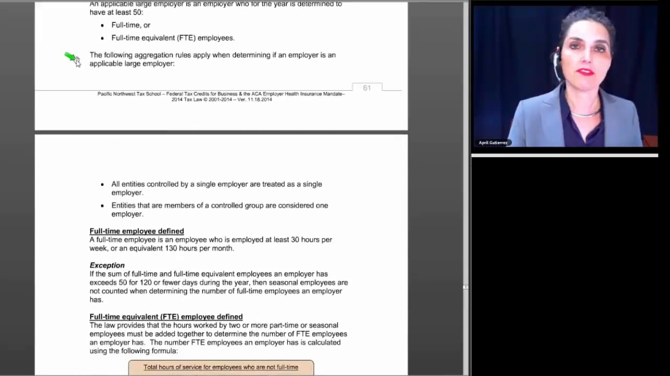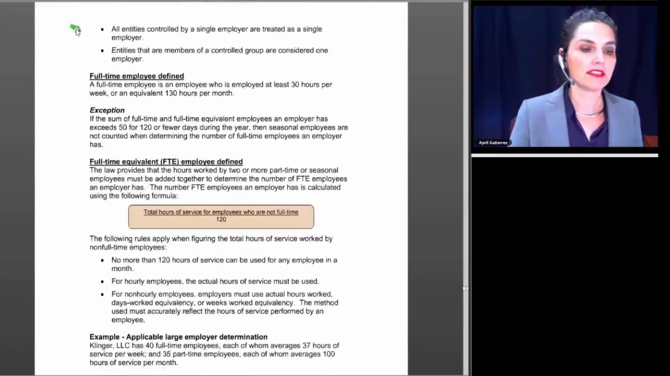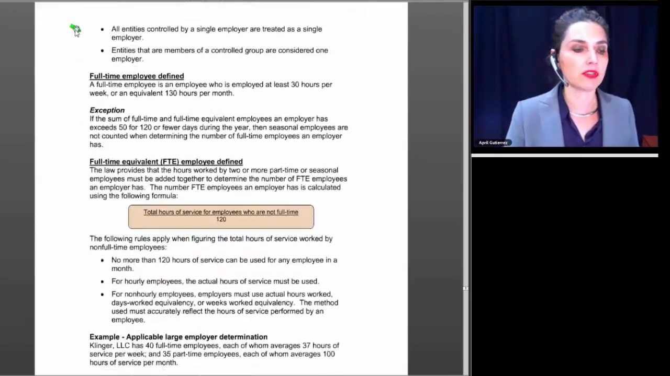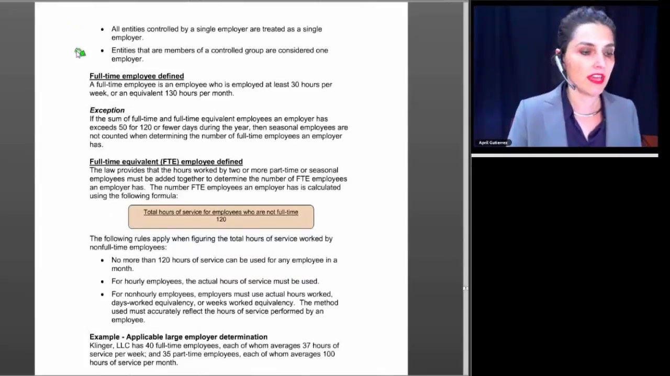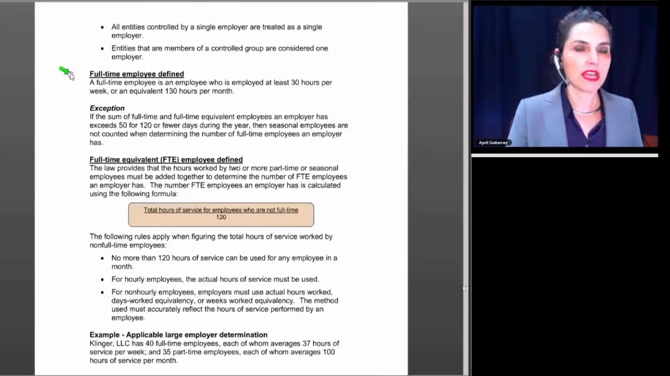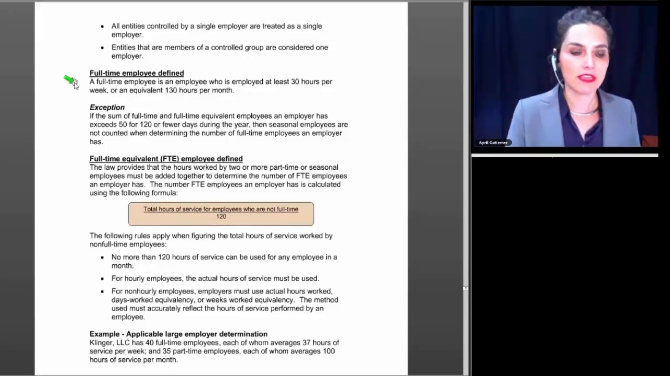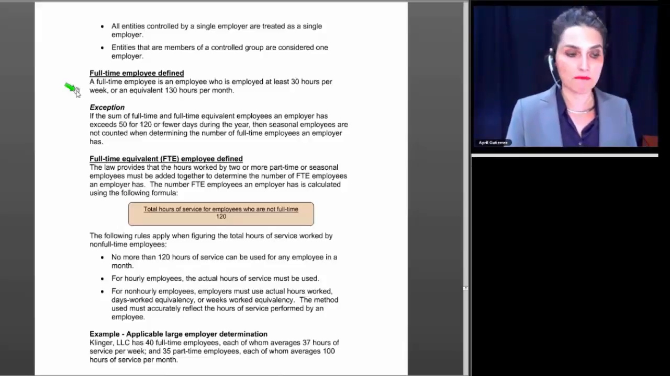So the following aggregation rules apply when determining if an employer is an applicable large employer. Firstly, all entities controlled by a single employer are treated as a single employer, and entities that are members of a controlled group are considered to be one employer. Full-time employee defined. A full-time employee is an employee who is employed at least 30 hours per week, or an equivalent 130 hours per month.